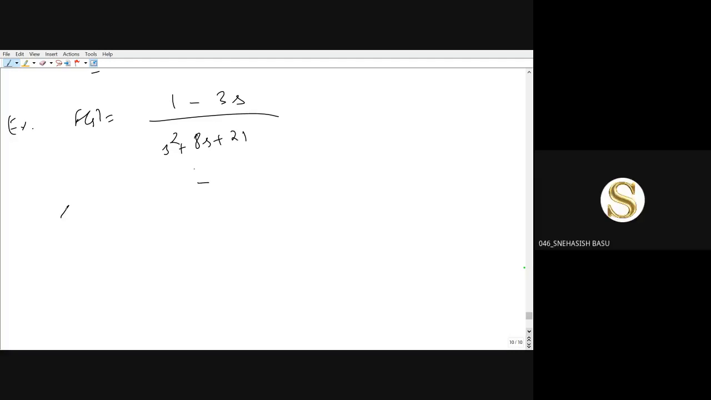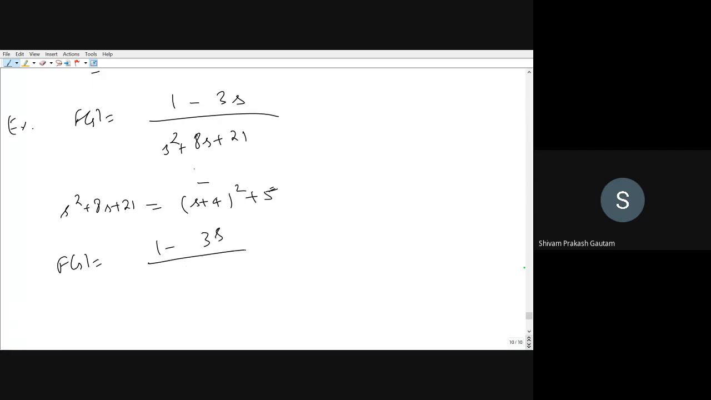So first, this is our denominator, s square plus 8s plus 21, so we will try to factor it. We can write it as s plus 4 whole square plus 5. Can I write it like this? So F of s, again I can write as 1 minus 3s upon s plus 4 whole square plus 5.